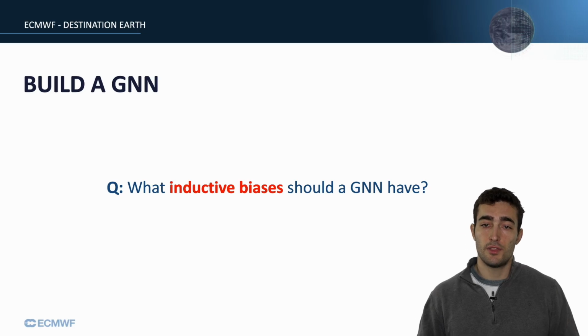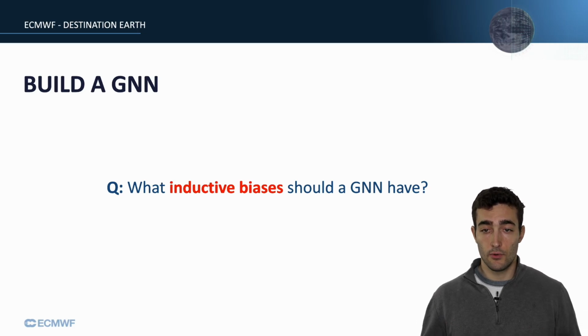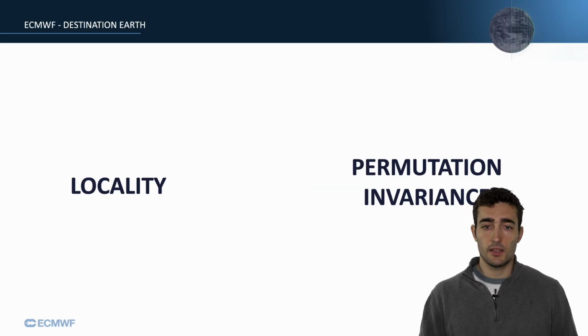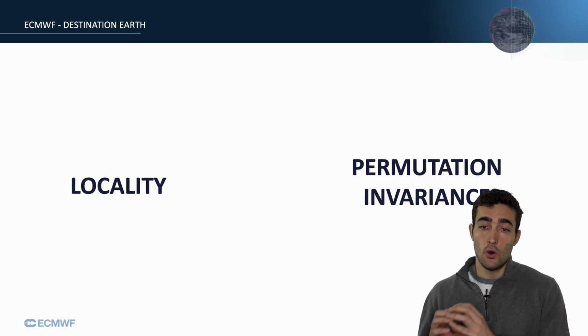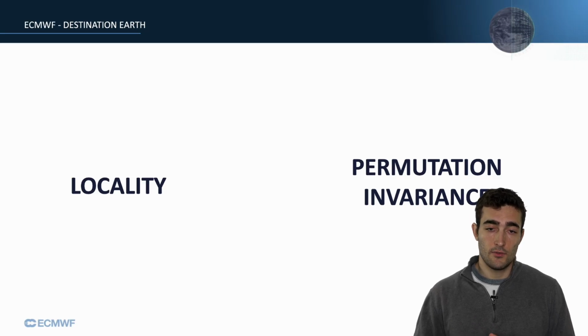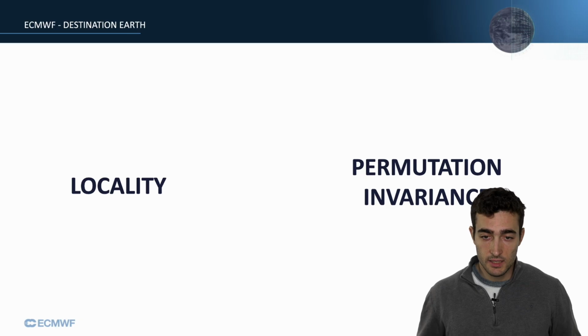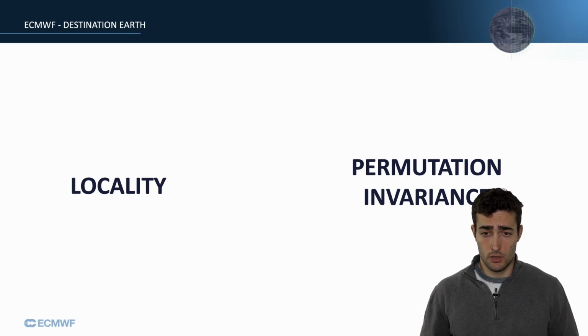And in this regard, we have to think about what inductive biases a graph neural network should have. Here there are two that we are interested in. First of all is locality. Similar to the convolution, where you were always applying the filter across the whole field, here in the graph we also want to update some values based on the nodes that are connected to it. And the other property is permutation invariance.